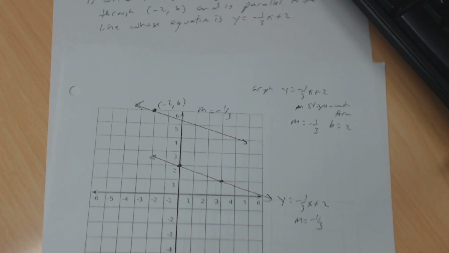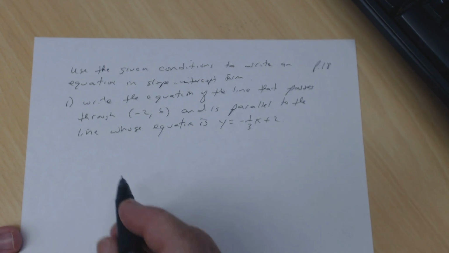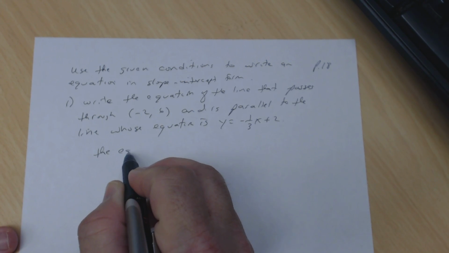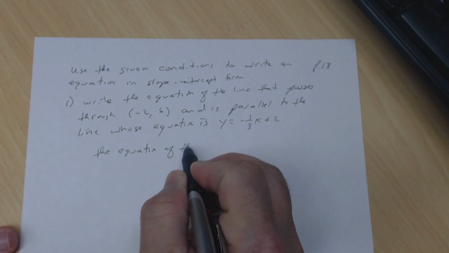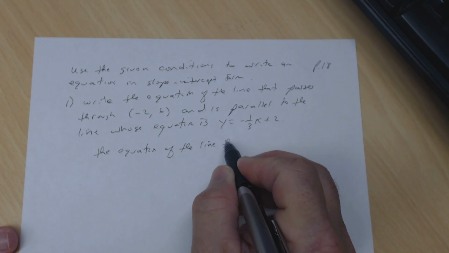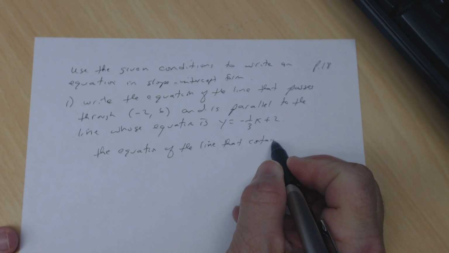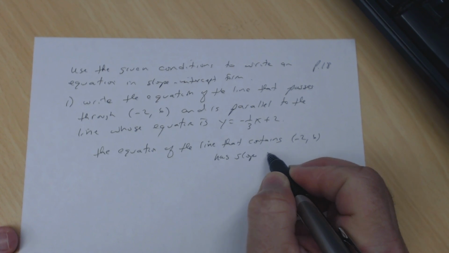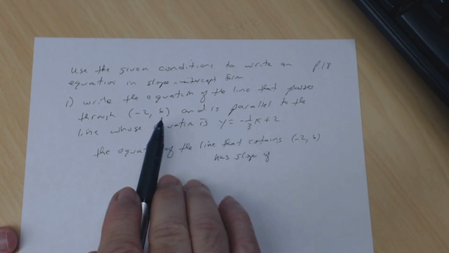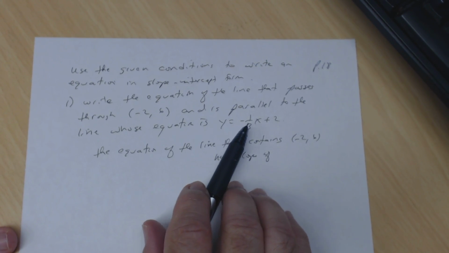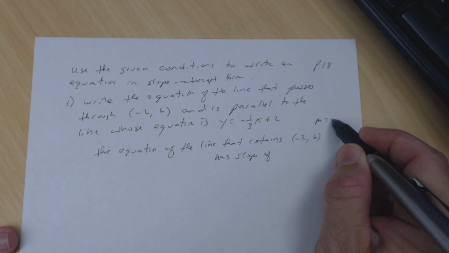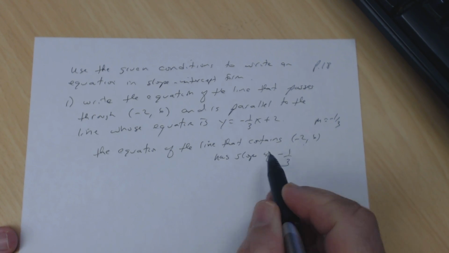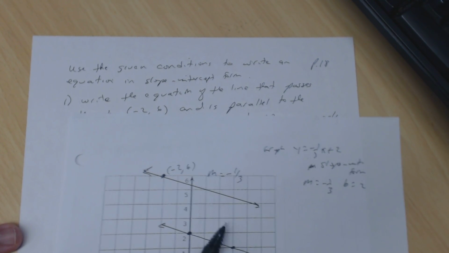All right, so going back to this, we're interested in the equation of the line that contains negative 2, 6 and has a slope of, and you have to know that this line here is parallel to this line. So this line right here has a slope of negative 1/3. Then this line here that contains this point also has a slope of negative 1/3. That's what we just found. Parallel lines have the same slope.